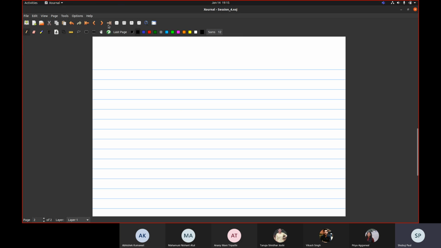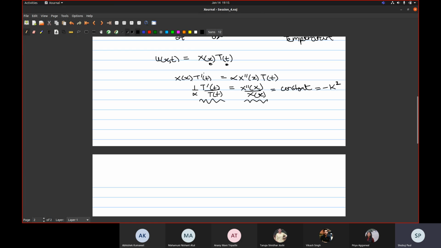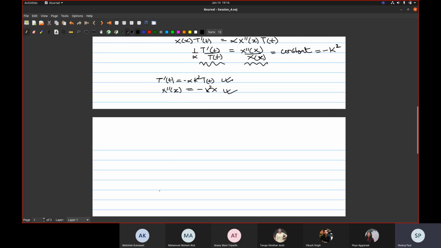I want you to test out taking a positive constant and a zero constant, and see what kind of solutions you get. So from this we will get two ordinary differential equations: T dash of t equals minus alpha k squared T, and X double dash of x equals minus k squared X, and we know how to solve both of these equations. That simplifies our work by a lot.